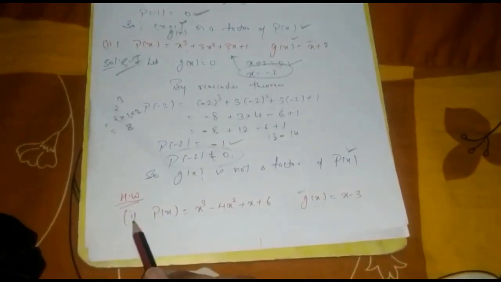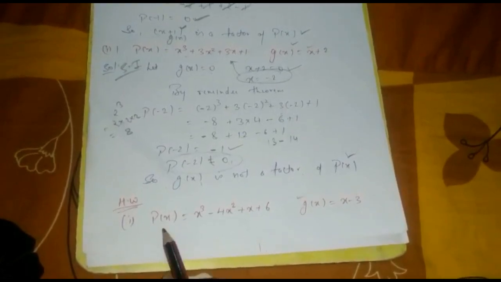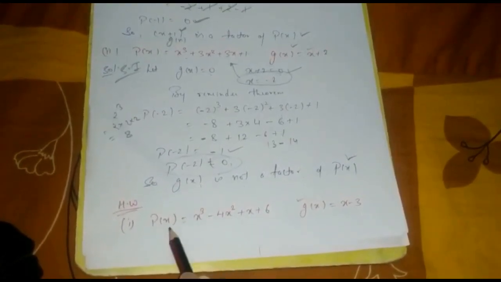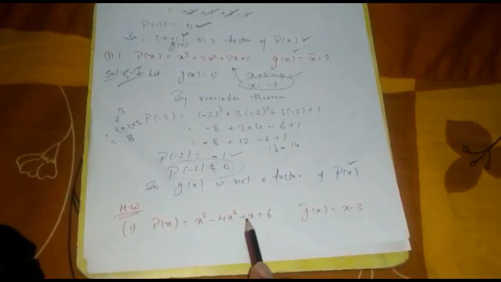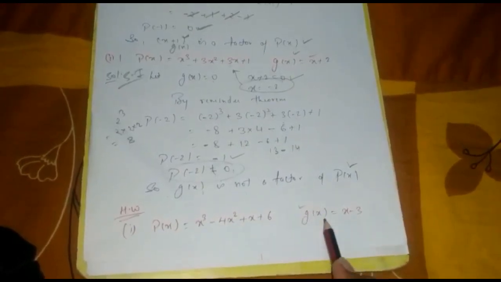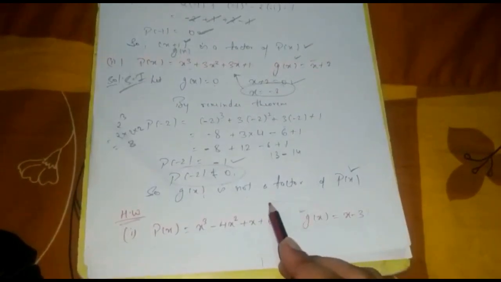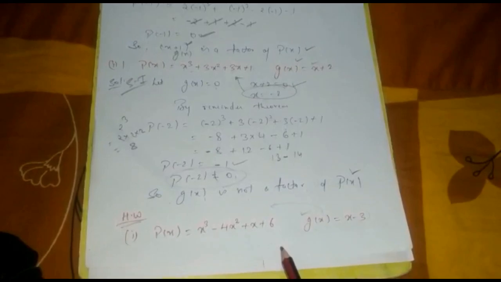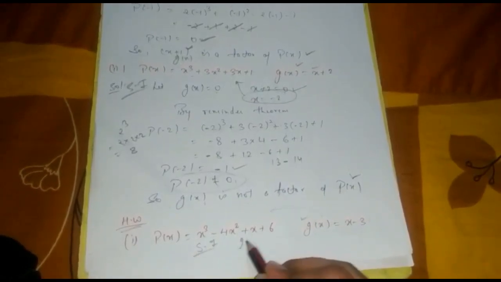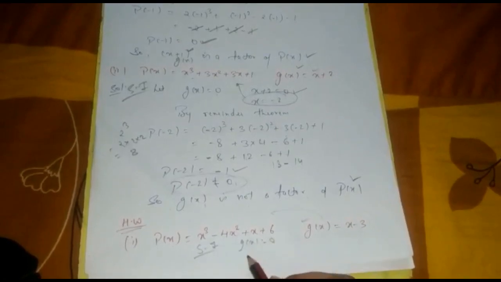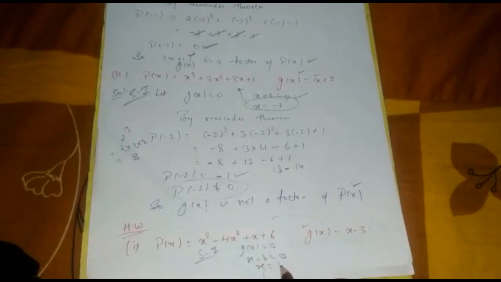Now this is the third question and this is homework for you. Let me read the question so it becomes easy for you. P of x is a polynomial function, that is x cube minus 4x square plus x plus 6 and g of x is equal to x plus 3. You have to check whether g of x is a factor of this polynomial function or not. Simple solution. First step, let g of x be equal to 0. That means x minus 3 will be equal to 0. That gives what? X will be equal to 3.